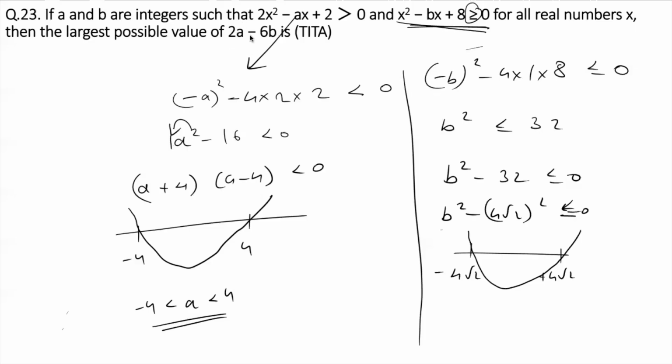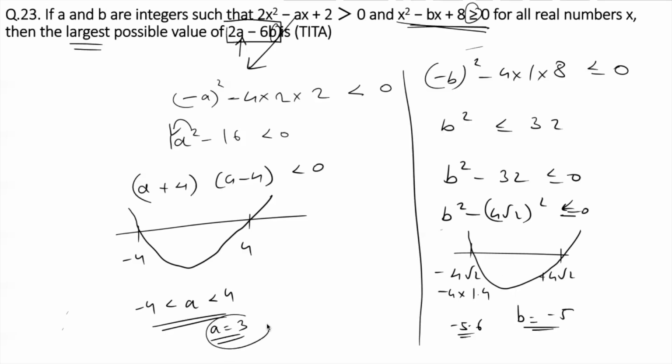Now, you want the largest possible value of 2a − 6b. So first of all, take the largest value possible for a. The largest possible value of a here is 3, since a has to be less than 4, right? And if 2a − 6b has to be largest, we take the least possible value of b. The least possible value of b is just greater than −4√2. So, 4 into 1.4 is approximately 5.6, so −4√2 is about −5.6. An integer just greater than −5.6 will give you b equal to −5.